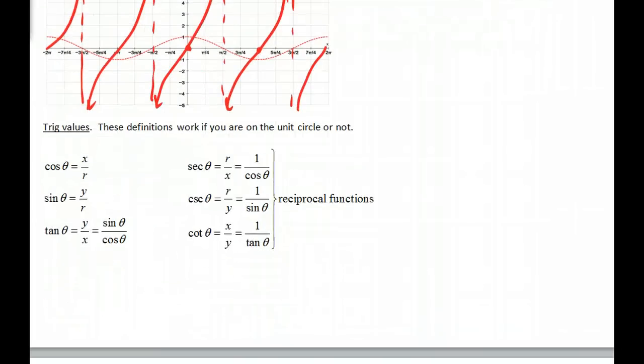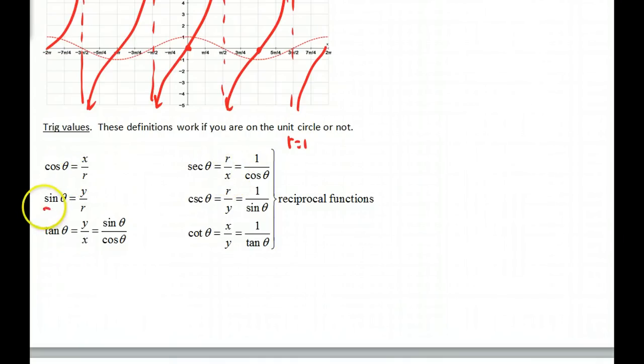Now here's some definitions. And if we're on the unit circle, remember that r is equal to 1. So for this one, the cosine theta is equal to x, sine is equal to y, tangent is equal to y over x. That's on the unit circle. Now we have these other functions which are called the reciprocal functions. The one that matches up with the cosine is called the secant. And the secant is 1 over the cosine. It's the reciprocal. 1 over means the reciprocal. So instead of x over r, we're going to get r over x.